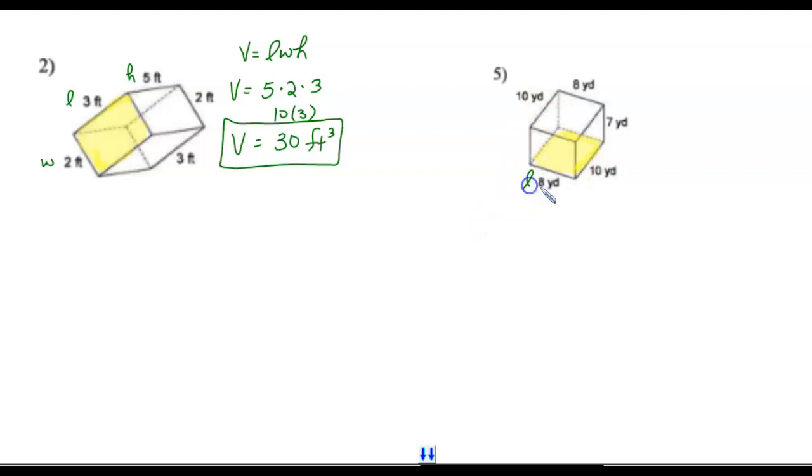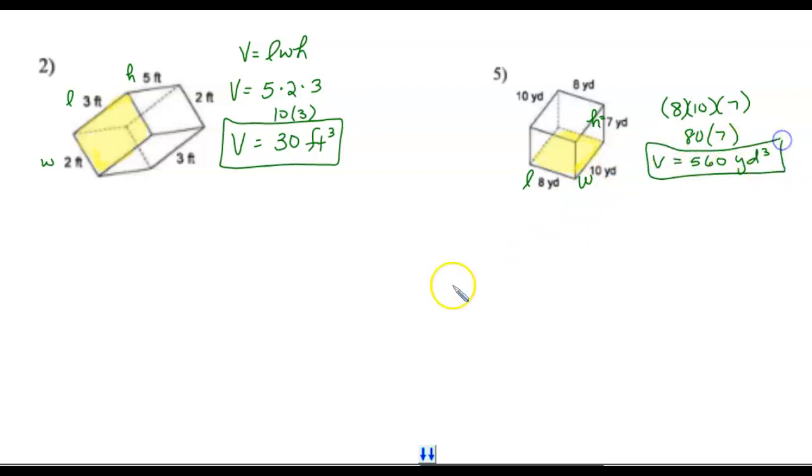So I have my 8, my width, and I have my height. So knowing it is length times width times height, I'm going to take 8 times 10 times 7, and 8 times 10 is 80, times 7 is 560. So my volume is going to be 560 cubic yards. Volume is always cubed.